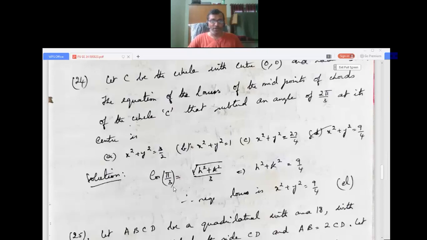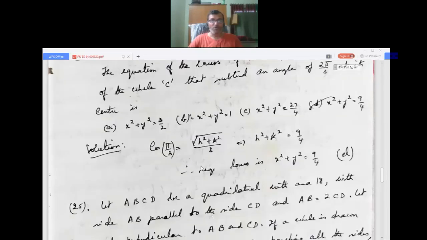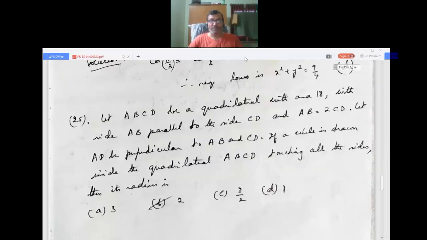So squaring, this will be half, means 3 by 2. Squaring, you get h squared plus k squared equals 9 by 4. So wherever h you want the locus, wherever h put x, wherever k put y, x squared plus y squared is equal to 9 by 4. Hope you have followed. That is option D. Any doubt you can ask me.